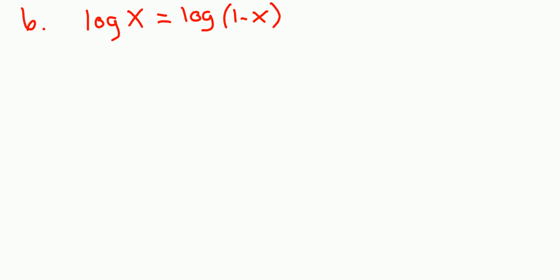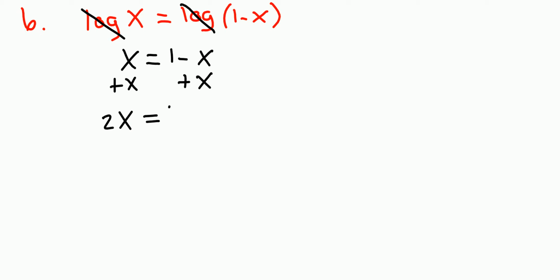Alright, so we have log x equals log 1 minus x. And again, like I said on the previous example, if we have one logarithm on both sides of the equation, and they have the same base, in this example they have base 10, the logarithms just cancel. So we have x equals 1 minus x. Okay, add x to both sides. 2x equals 1. Divide by 2. X equals 1/2.